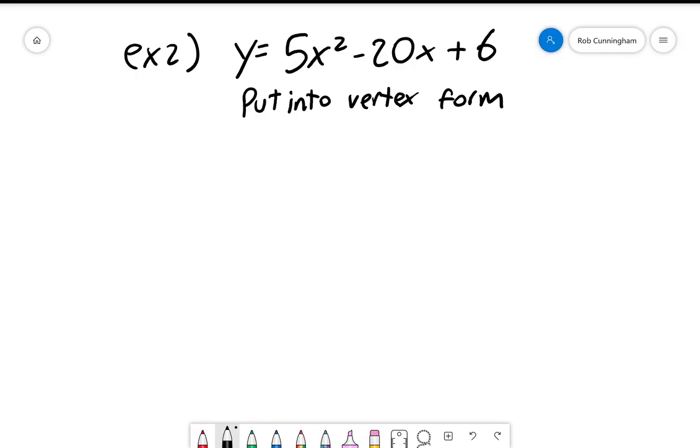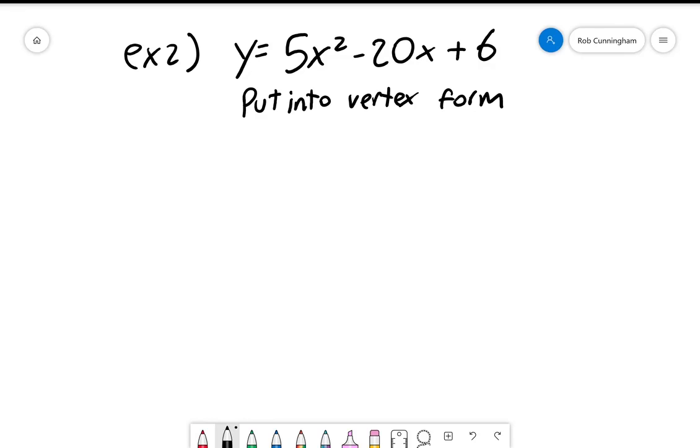Okay, our second example, y equals 5x squared minus 20x plus 6. Now don't let the fact that there's a 5 in front of the x squared upset you. We will be able to handle it. It won't be too terribly difficult, and in fact it is something we've sort of already been doing in this class. So here's what I'm going to do.